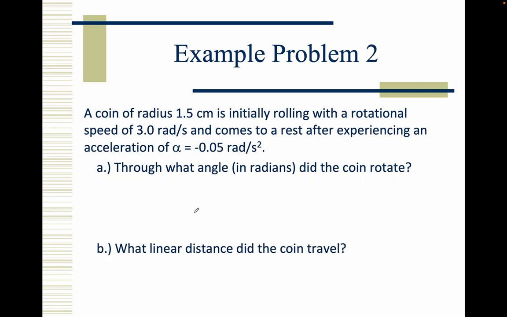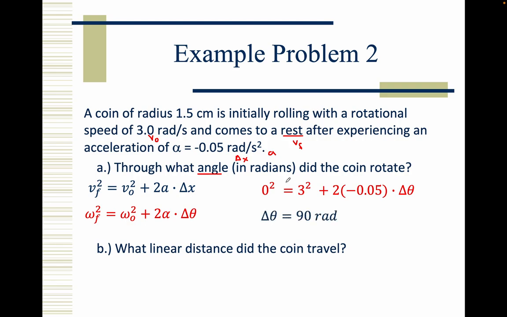Take a look at this one. A coin of radius 1.5 centimeters initially rolling with a rotational speed of that and comes to a rest after experiencing an acceleration of this. Again, this is sort of our final velocity, the equivalent of it. This is sort of our angular acceleration. And this is our initial velocity. And you're thinking, all right, we're trying to find angle. Again, this is sort of like delta x. Notice that we don't have time. You should immediately go, oh, wait a second. Yeah, it'd be that equation, but use the rotational equivalent of it, because that's what we're working with at this point. Plugging in our numbers, you can get theta.